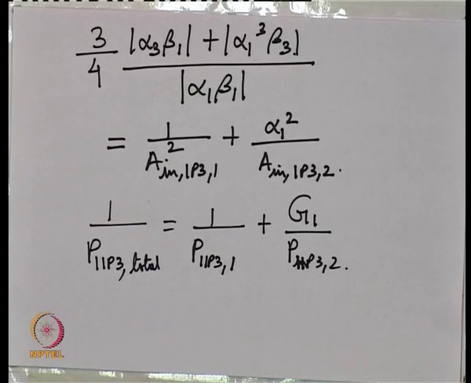So, from here we see that the input IP3, the linearity of the end stage in the chain of cascaded stages, matters the most. This is opposite to the effect of the noise figure. In the case of noise figure, we saw that the noise figure of the first stage in the chain matters the most. In the case of IP3, the linearity of the last stage matters the most.